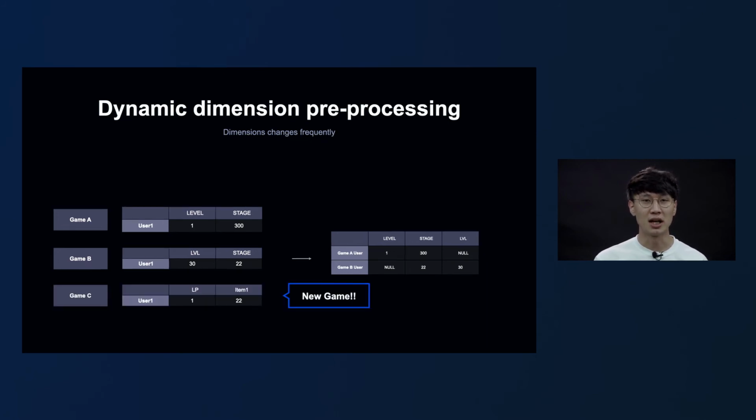This is the second issue. Let's assume that a new game C was added. At this point, Game C saves the level information in the LP column. It also saves the number of item 1 separately. Here, even when item 1 column is not used for analysis, a new column could be added. Similarly, if pre-processing logics have to be added at the code level for new games, it becomes difficult to manage and maintain.